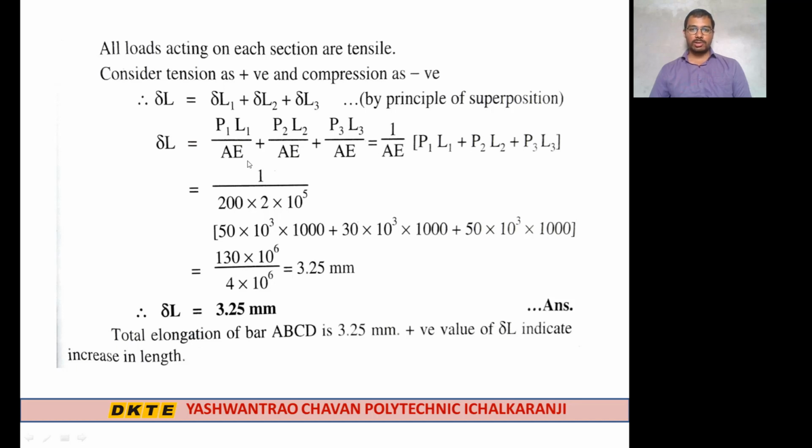AE is common because the cross sectional area is the same and the material is also the same. That means 1 upon AE gets common, and P1 L1 plus P2 L2 plus P3 L3. Put all the values in that equation. We will get delta L is equal to 3.25 millimeter. Therefore, the total elongation of the bar is 3.25 millimeter. A positive value of delta L indicates an increase in length because all the forces are tensile forces. It indicates the total change in length is a positive value, that means an increase in length.